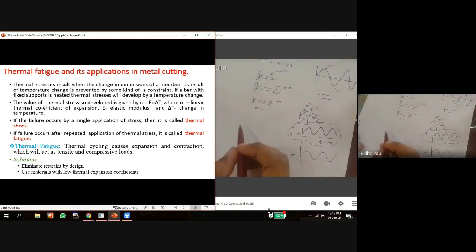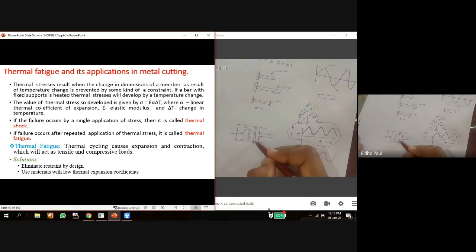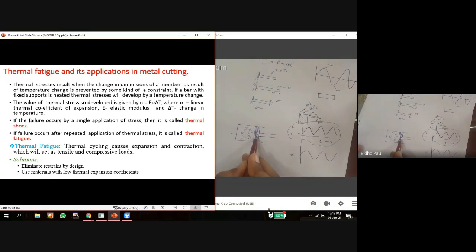For example, in case of an engine, I take an engine. So this is my piston. During fueling and during the explosion, or the power stroke, what happens? There will be an explosion of the fuel. This surface, for example this piston, is subjected to very high temperature.